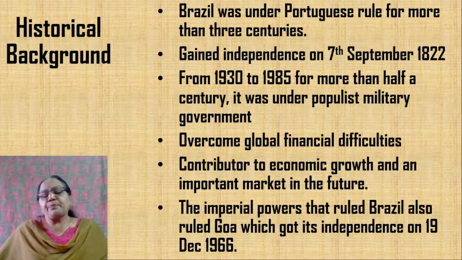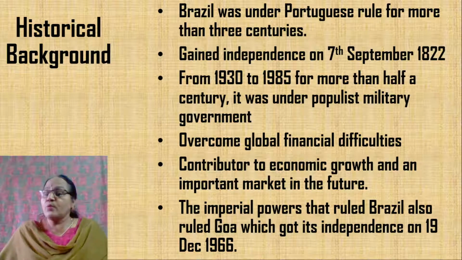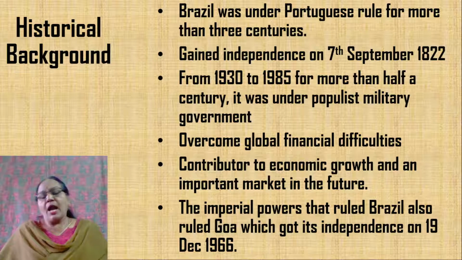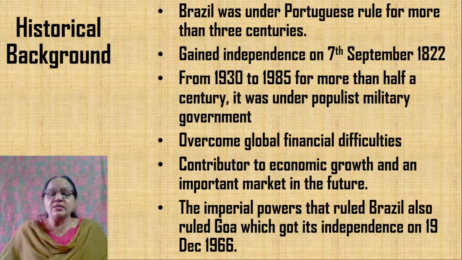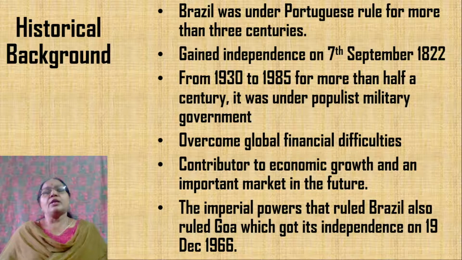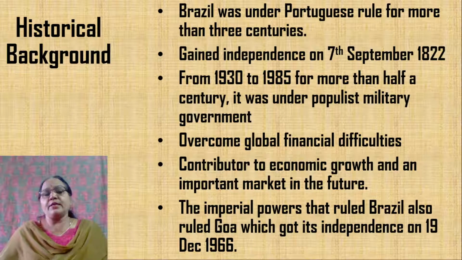The imperialist powers that ruled Brazil also ruled Goa. Remember, Brazil was under the Portuguese rule. So Goa, an important state in India, was also under the Portuguese rule, and Goa got her independence on 19th December 1966. So children, here we have concluded the historical background of Brazil. Today we have studied location and extent of both India and Brazil.